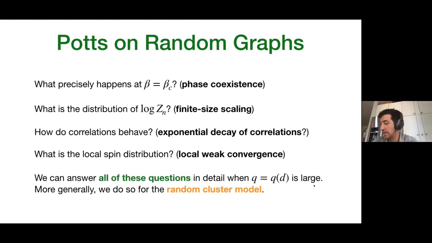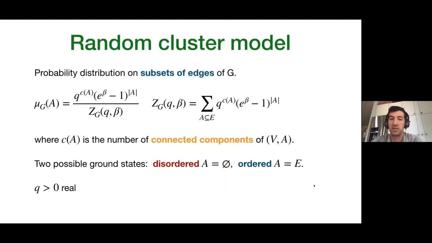The punchline is that we can answer all of these questions in great detail, with the caveat that we can only do it when Q is large. Q here should be greater than something like D to the D. So pretty large, but under that restriction, we can answer all of these questions. More generally, we do so for something called the random cluster model. It's not just that we want to be more general, but we actually really need to work in the random cluster model as opposed to the Potts model. So let me tell you the random cluster model.